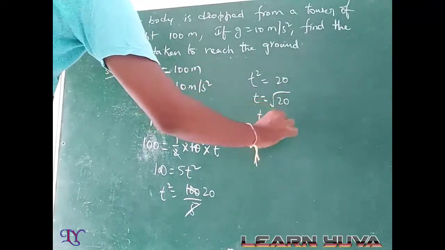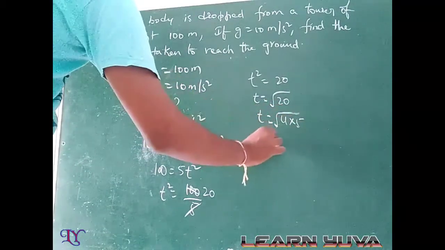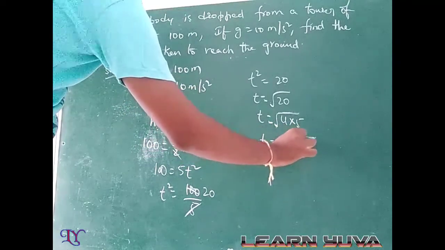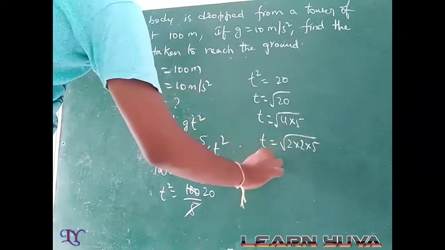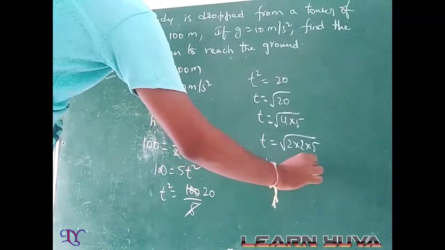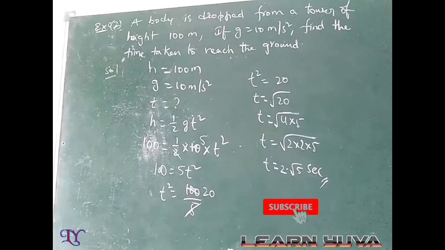So t is equal to square root of 20, which can be written as square root of 4 into 5. 4 can be written as 2 squared. So t is equal to 2 into root 5 seconds. So this way we can do this problem.